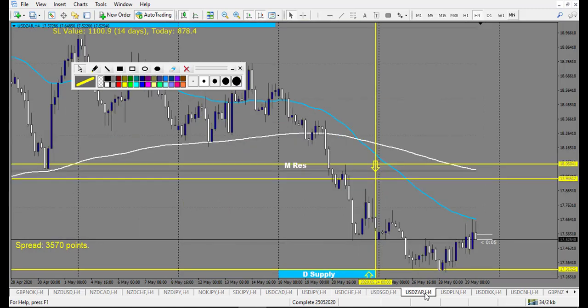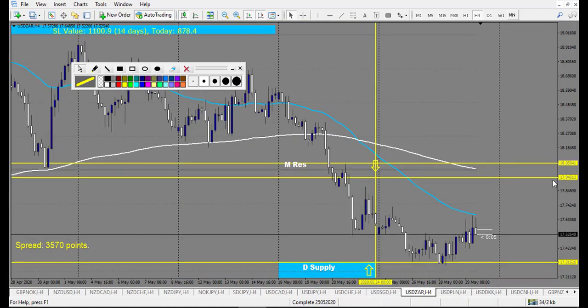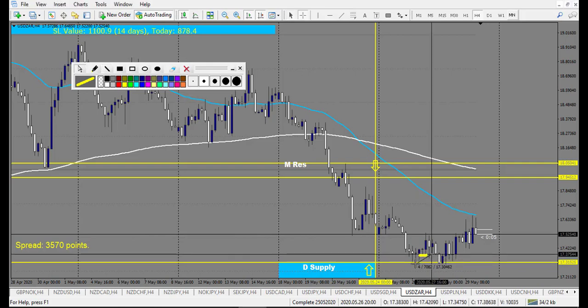USD SGD, nothing. USD ZAR. There was a beautiful trade right here. The price didn't touch. This is mostly a doji. You have a bullish pin bar right here, retracement. Retracement entry. You have like a 70 pip stop loss and it made it. So it's a break even for this one.